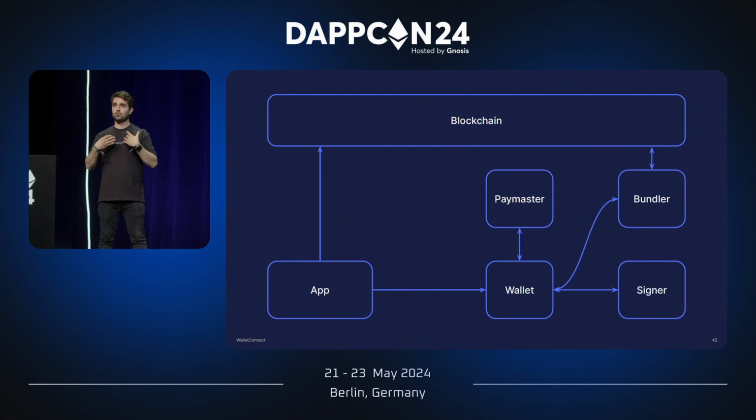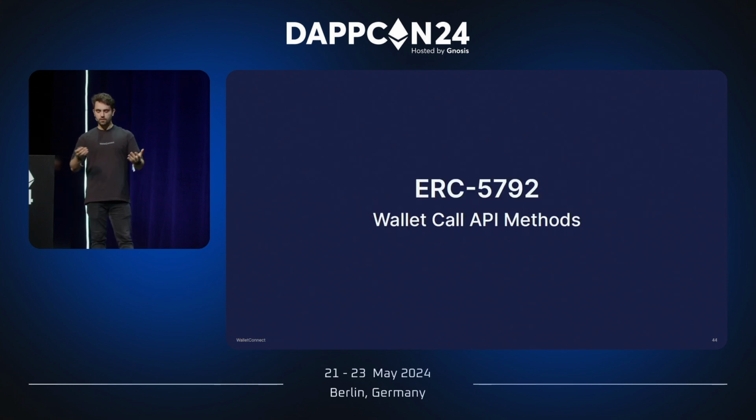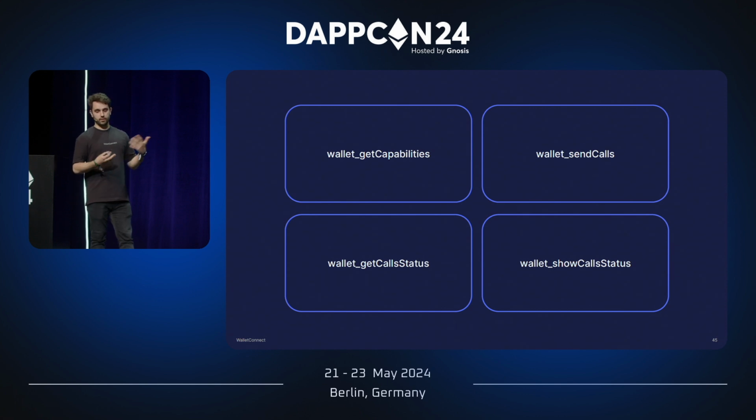And now we have abstracted a lot of complexity, but we also introduced fragmentation because every wallet and paymaster and bundler will do something a little different, and we want to make sure that we still have the same interoperability that we had with external accounts. So the first problem is how do you discover if a wallet supports smart accounts? Fortunately, we have the 5792 wallet_ call API methods, which introduce 4 new methods. And in these 4 methods, we have a much better experience to interface with wallets.